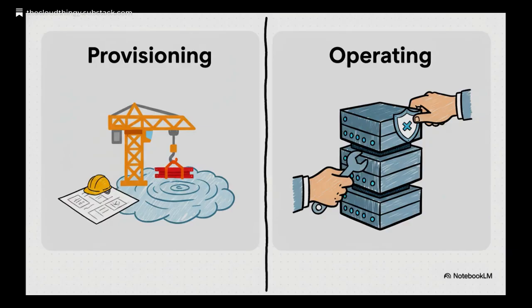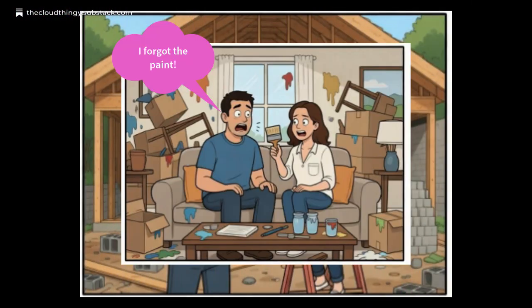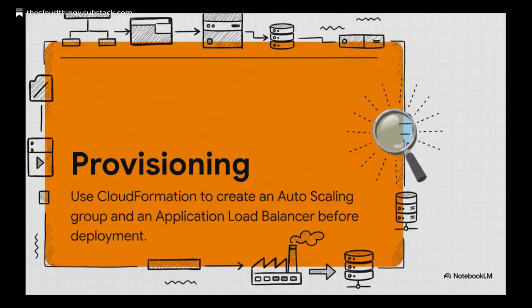It's really that simple. Provisioning is all about creating, deploying, and building new stuff. Operating is all about maintaining, patching, and managing the stuff that already exists. You can just think of it as building the house versus living in the house. A perfect example of provisioning? Using a CloudFormation template to spin up a whole new environment from absolutely nothing. You're creating an auto-scaling group, load balancers, the whole shebang. The key word is new.